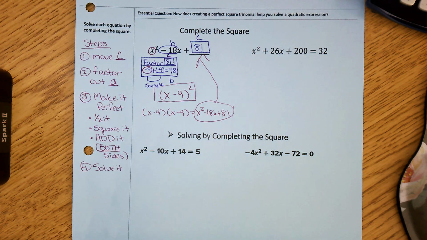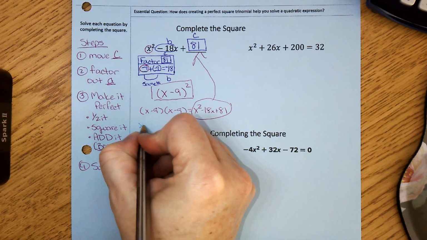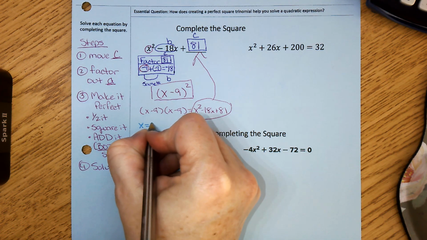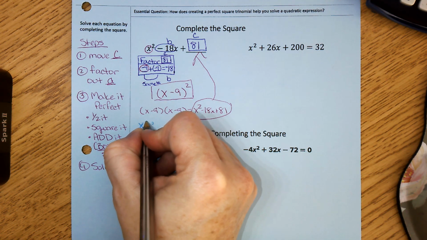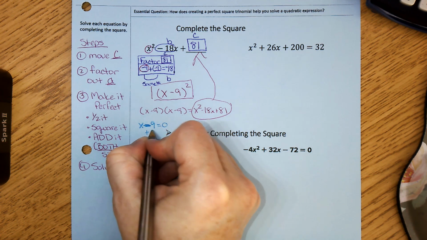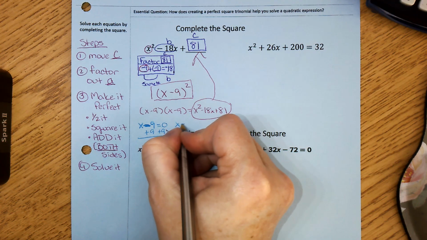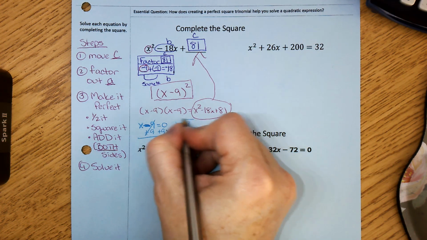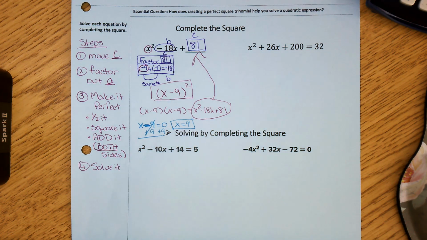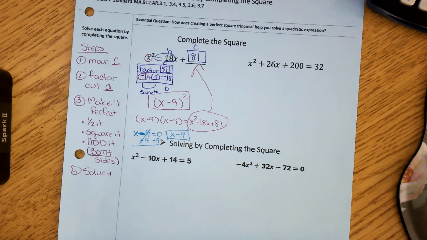And then once you get there, we can solve it. We set it equal to 0. So what is x when y is 0? Well, x minus 9 equals 0. Add 9 to both sides, and x equals 9. Okay? So let's try it.